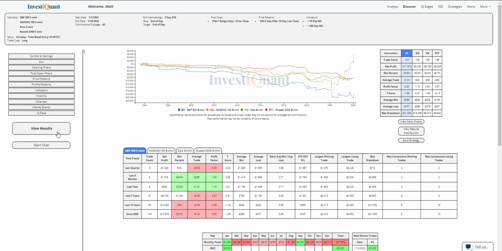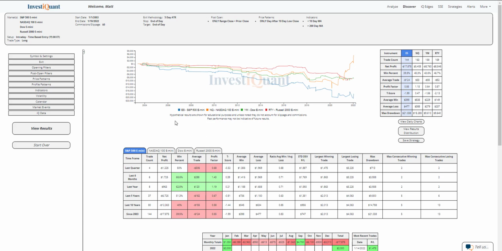Historically, there are 144 samples of the S&P with this pattern dating back to 2003. For the NASDAQ, there are 163, 158 in the Dow, 169 in the Russell. And if we look at the win rates on them, they are all skewed towards the downside. Looks like the S&P is the weakest of the group there with a 40% win rate.